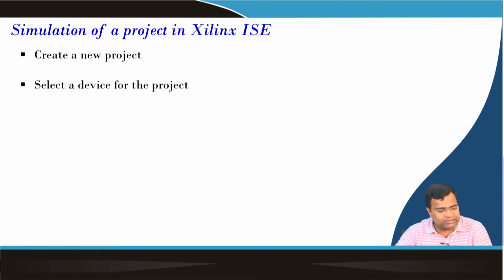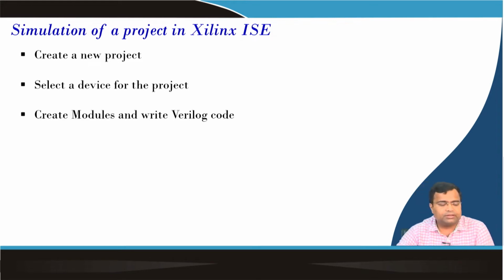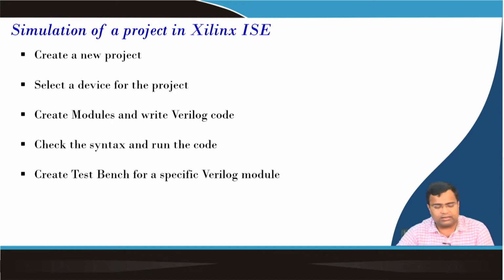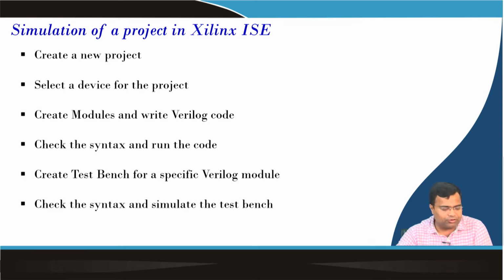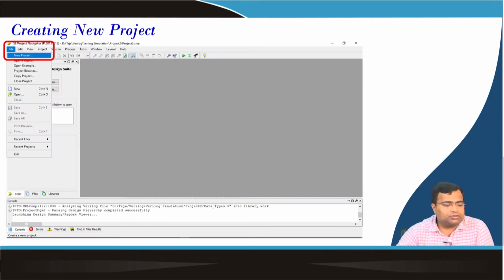Now, you can create a project. The first steps are these: you need to create a project, then you need to select a device, and we will be showing which Xilinx device we are going to use for the hardware demonstration in this course. Then we will create some module and write some Verilog code, then check the syntax and run the code, create a test bench for a specific Verilog module, check the syntax and simulate the test bench, and see how to view the waveform using ISIM.